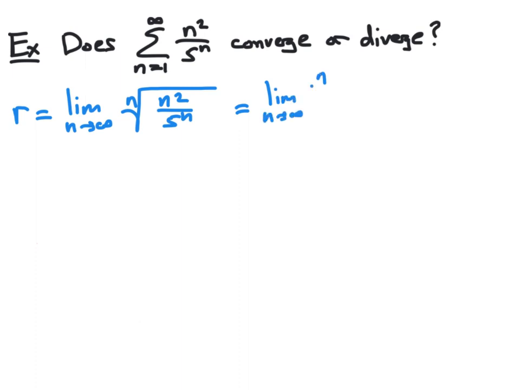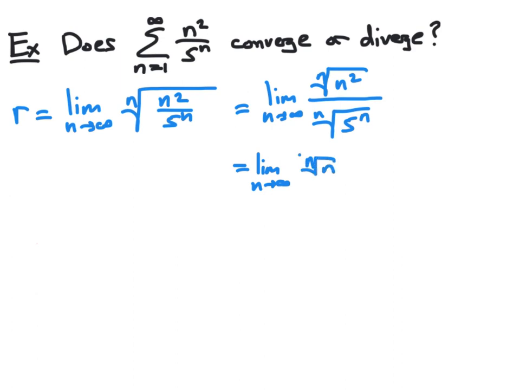Here, one approach would be to break up the nth root of a fraction into a fraction of the nth roots. So we can take the nth root of n squared in the numerator and the nth root of 5 to the n in the denominator. In the numerator, a common property of exponents can be used to rewrite this as the nth root of n all squared, so we can bring that squared outside of the radical. And in the denominator, we have the nth root of 5 to the n, and that simplifies just to 5.